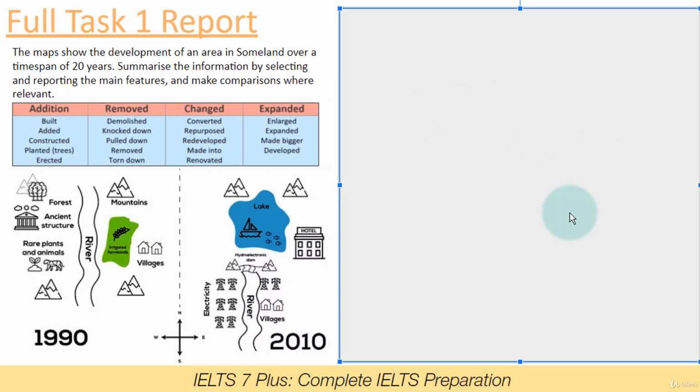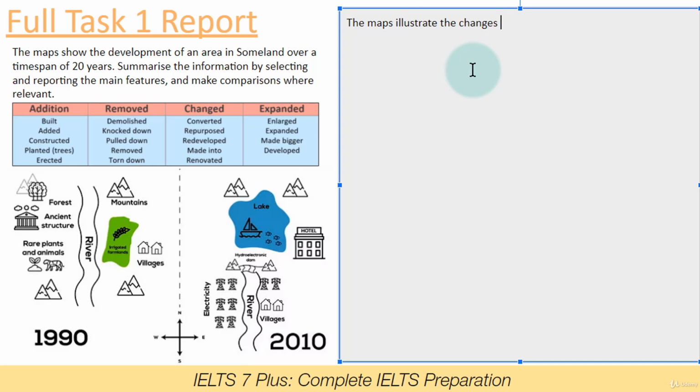The first thing, of course, we need to do is write our introduction paragraph of one sentence. So let's take a look at the question. Again, the maps show the development of an area. Of course, we have this vocabulary here. So maps are maps. There's no need to change this. The maps illustrate. I love using that word in Task 1 reports. Illustrate. The maps illustrate the development, the changes of an area.